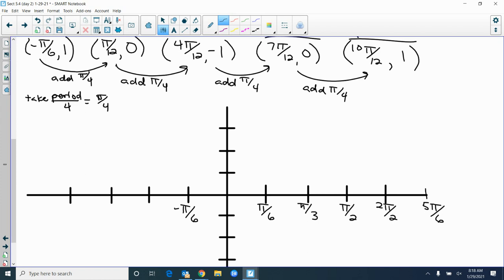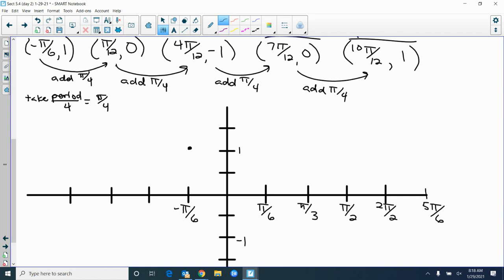I left the x-axis blank on purpose so that you can put in the appropriate scale. All right, where do these points go? Negative pi over 6, 1. I'm going to make this 1 and this negative 1. I'm going to go up 2 just to make it a little bit easier to draw. There's negative pi over 6, 1.